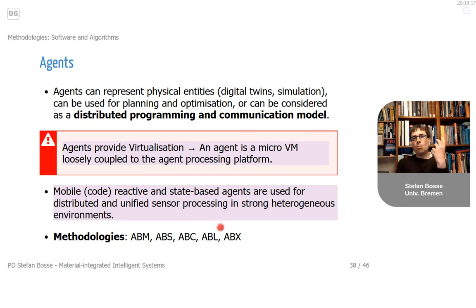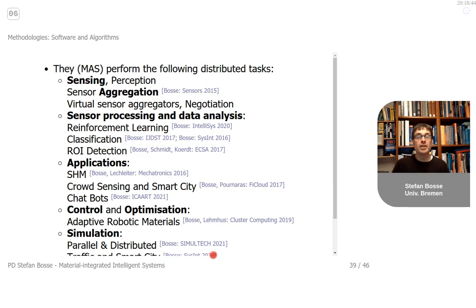Agents mean here mobile code, mobile reactive and state-based agents that are used for distributed and unified sensor processing in strongly heterogeneous environments. And I address all these methodologies: agent-based modeling, agent-based simulation, agent-based computation, this is the thing here, agent-based learning, and combinations of them. ABX, for example, coupling crowd sensing with agent-based simulation. So here you see a lot of things that can be done by multi-agent systems.